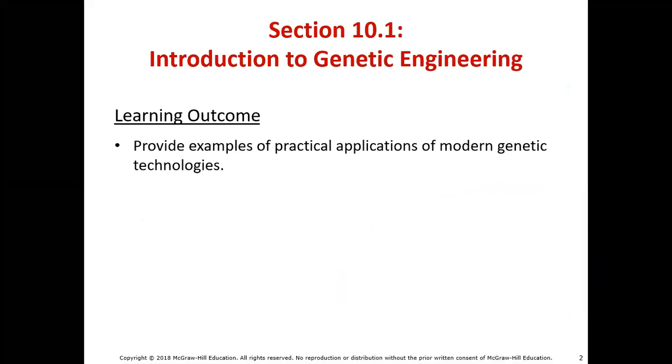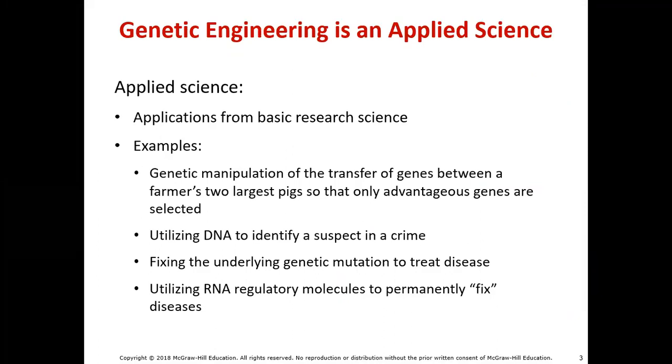So we'll talk about some modern genetic technologies, some of the things that we talked about previously with how bacteria get genetic information, either transduction, transformation, or conjugation. A lot of these techniques are used in modern genetic technology, along with some other things that have been applied.